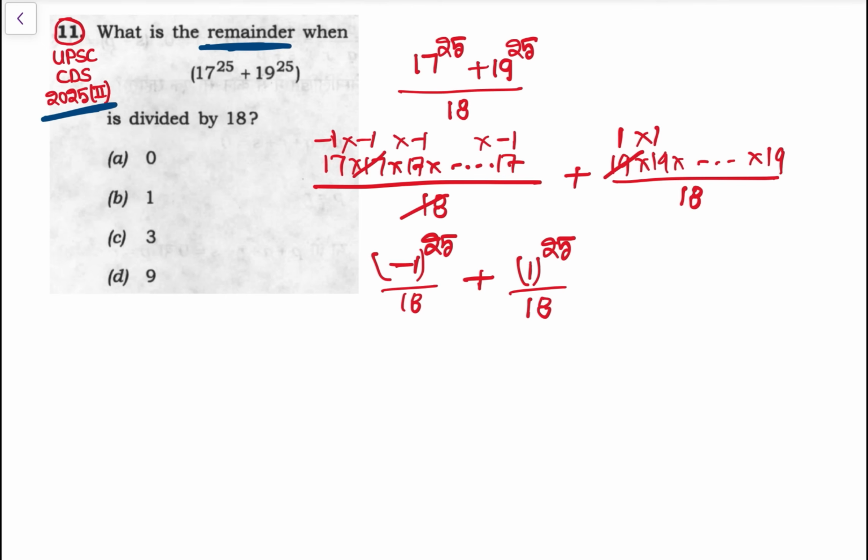See, -1 to the power 25 is -1. -1 upon 18 is remainder -1, plus, see here 1 upon 18 is remainder 1. So 1 plus -1 is 0. So overall remainder is 0 when this is divided by 18.